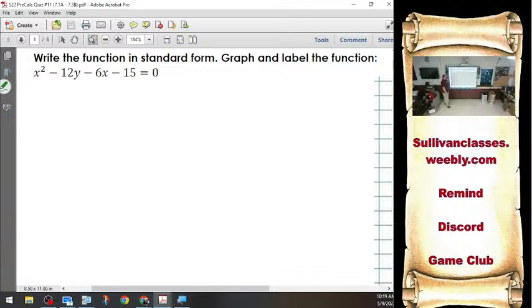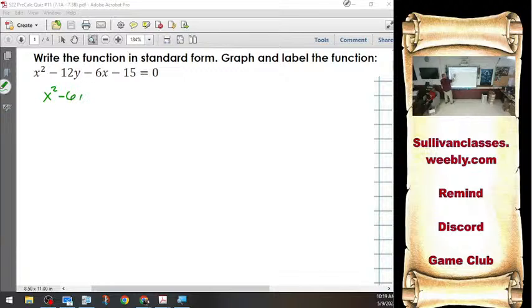All right. What kind of critter is this? How do I know? Okay. How many squared terms are there? Do they have the same coefficient? Is one of them negative? In this case, I've got one squared term, so I know it's a parabola. I'll treat it as such.